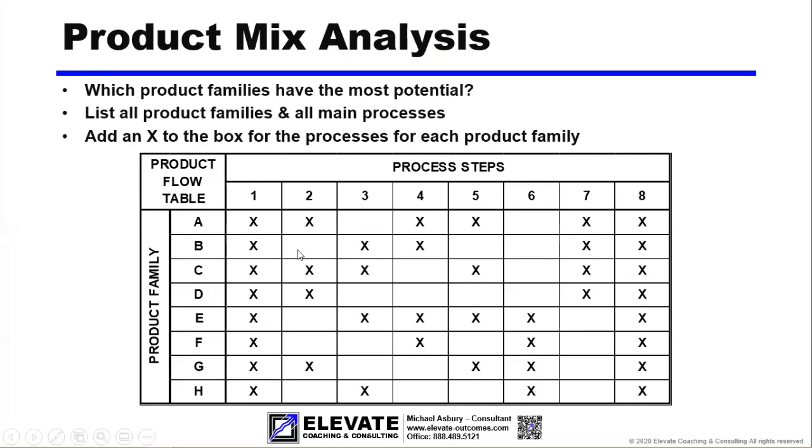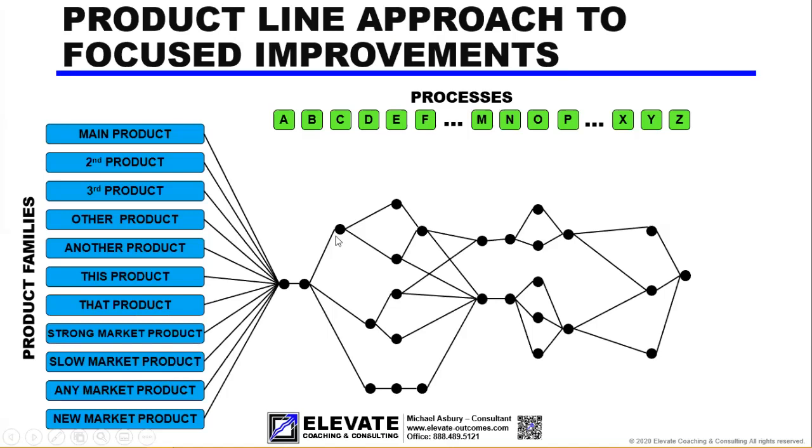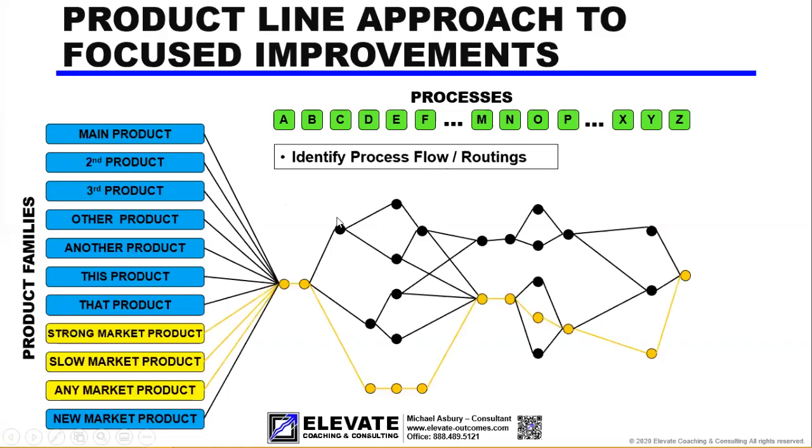Okay, so you can create a crude model like this, kind of a stick and dot model, and a more advanced one would be if you did a VAT model from the TOC tool set, and this is kind of a crude one that I did in PowerPoint. So this helps us to identify the process flow or routings for these different products. They don't all flow through all the same, right?